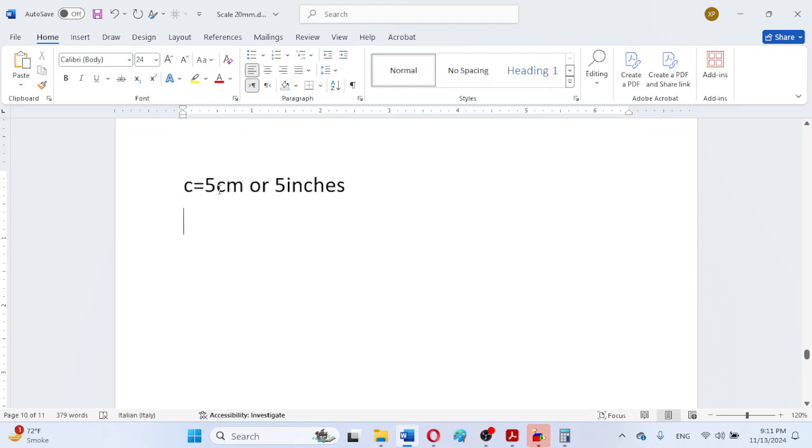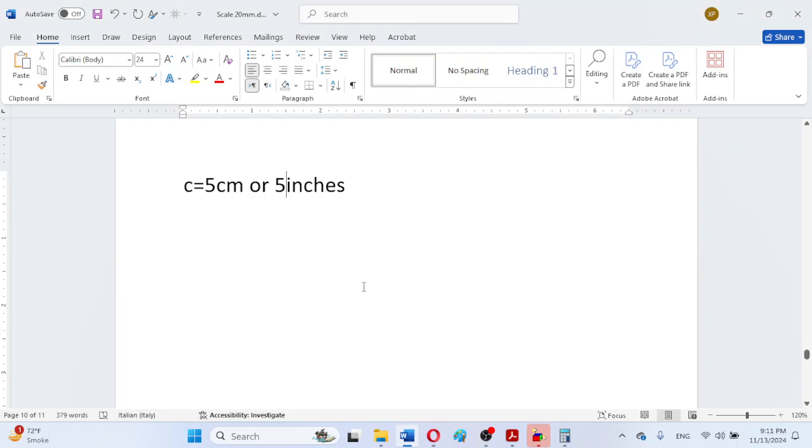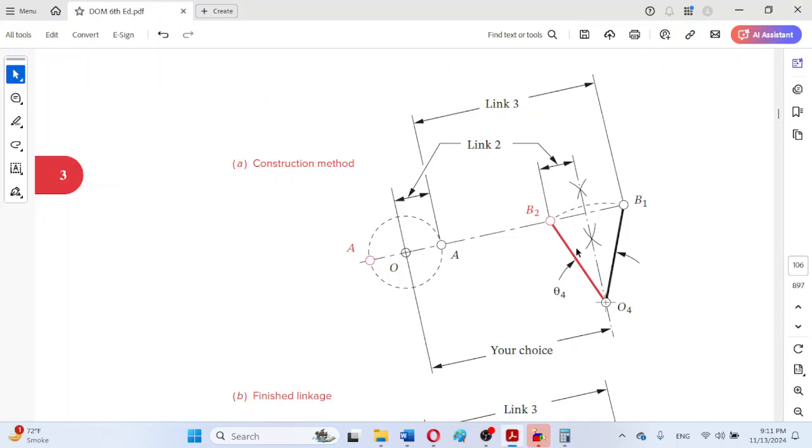So after completing one synthesis process, if the Grashof law is not satisfied, means S plus L is not less than P plus Q, then we will be changing the size of the rocker or link, means the length of the rocker can be changed. So we will again be performing the synthesis process until the Grashof law is satisfied.